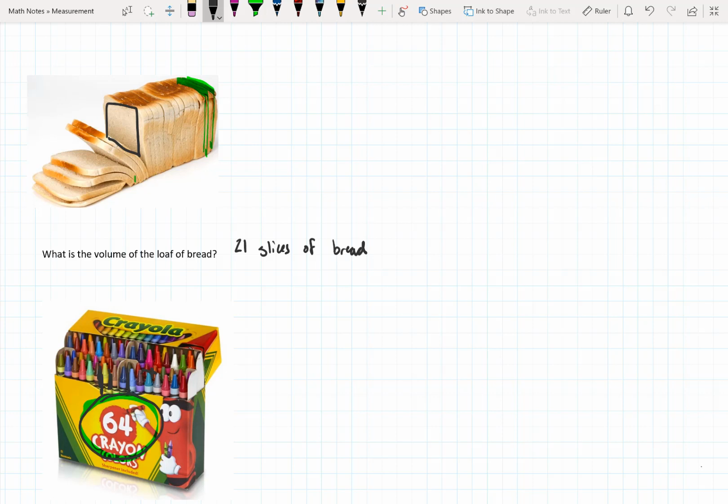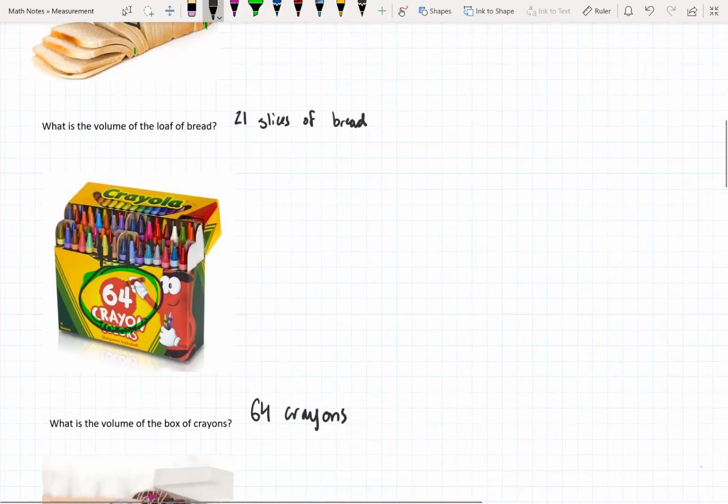So when you're determining what units to use when you're measuring the volume of an object, it's important that you choose units that can stack on top of one another and then don't have any space in between each unit. Because if they do, it's not going to give you an accurate measurement of the volume inside of that object.